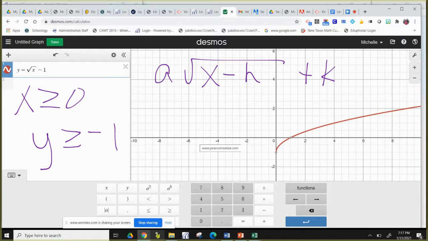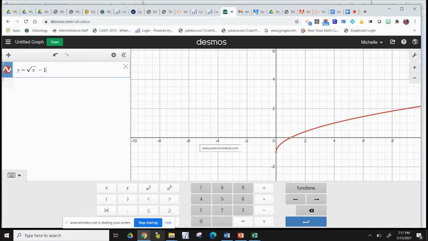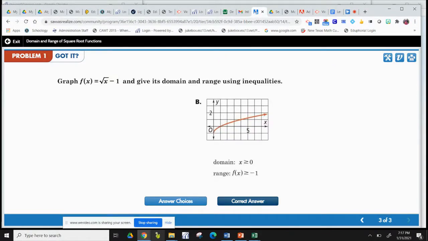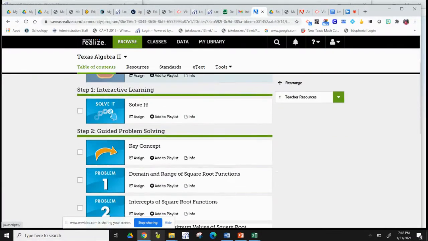Okay. The k is still the up and down. The h is still the left and right. And it's opposite. X plus h is left. X minus h is right. The a is still the width, just like in our other functions. There you go. All right, let's look at the next example.